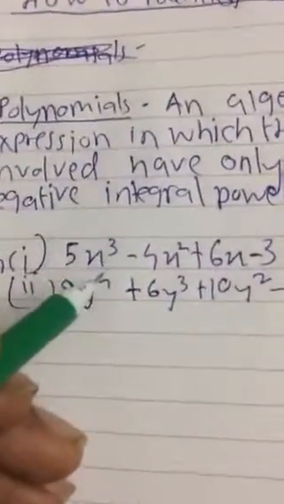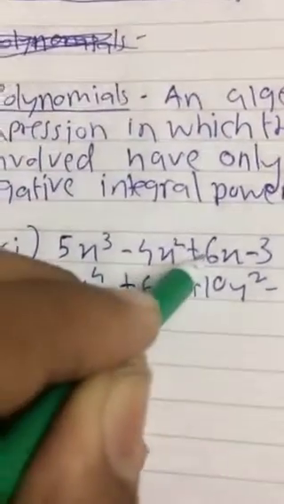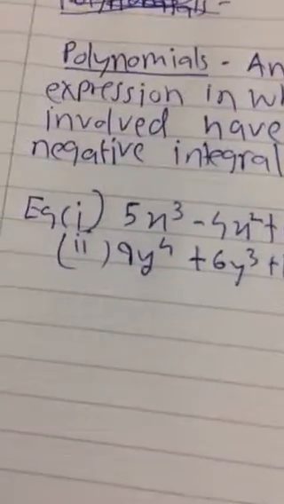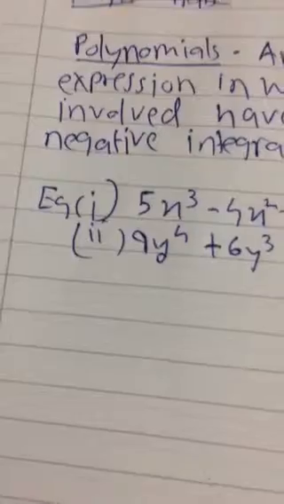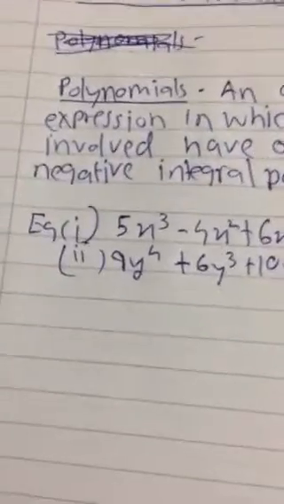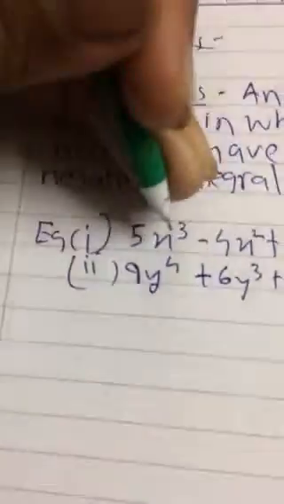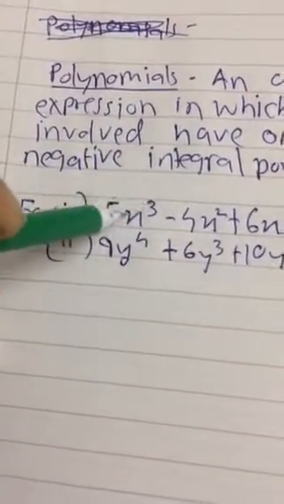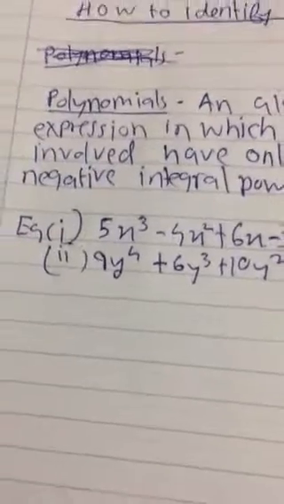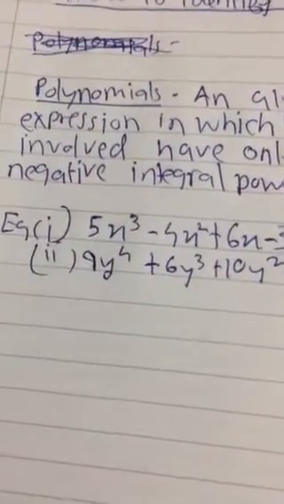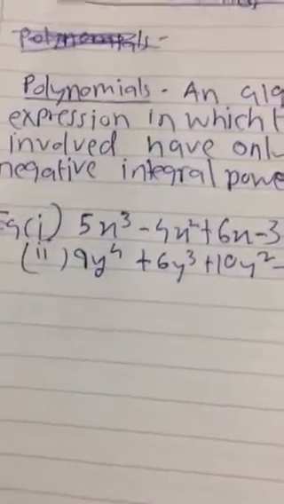Let us consider the first example, 5x cubed minus 4x squared plus 6x minus 3. I am going to look at each and every term and check whether the given term can be classified as a polynomial or not. Mind you that 5x cubed, 4x squared, 6x, each and every term is also a polynomial because it is a monomial, and a monomial is a polynomial. So in 5x cubed, 3 is the integral power of x. Now 3 is a non-negative integral power, so 5x cubed is a polynomial.